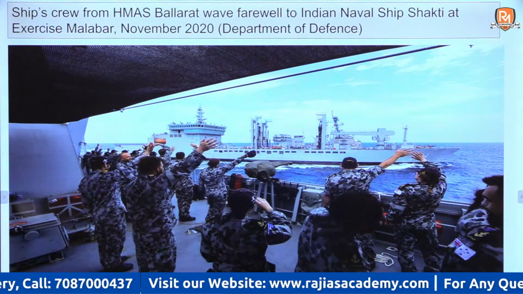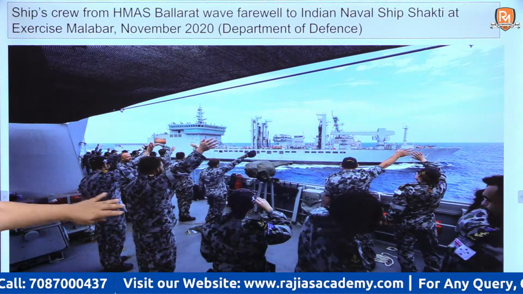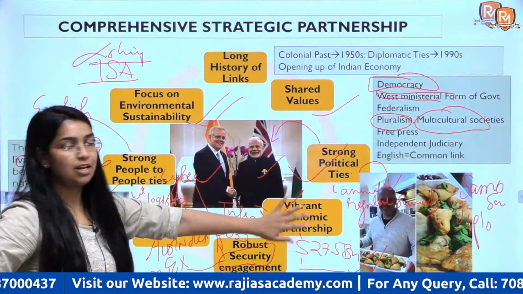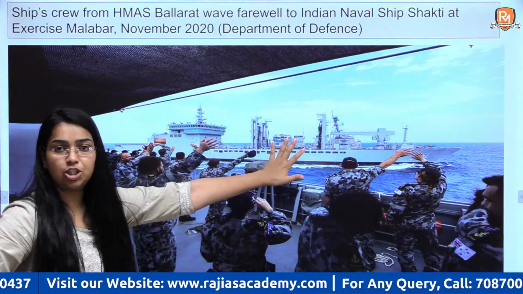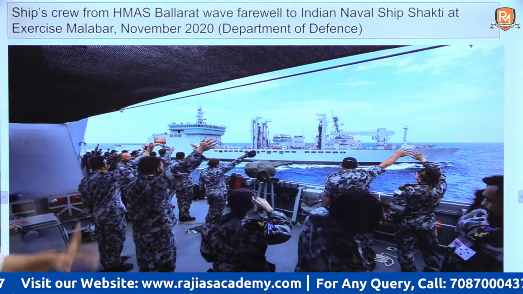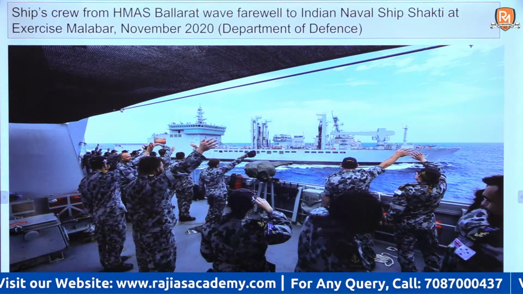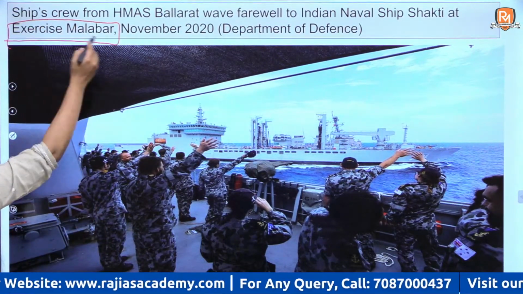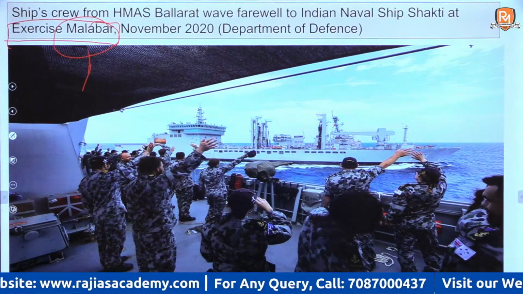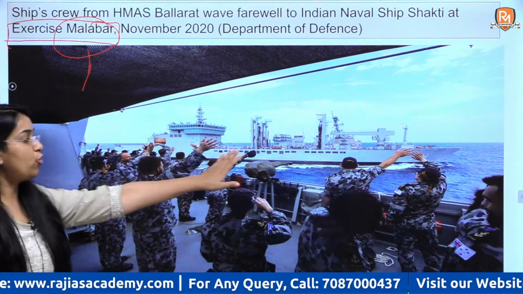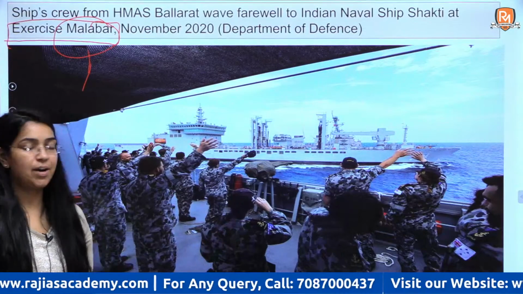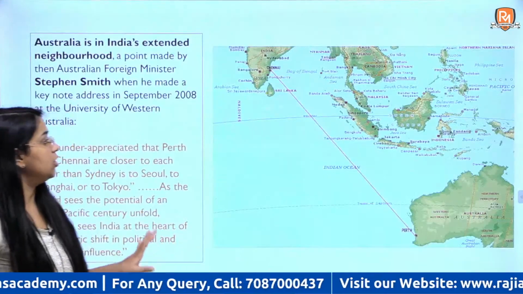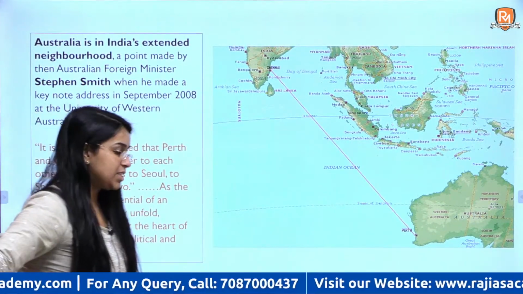This is a picture describing how the Australian personnel were waving to the Indian personnel. This is an Indian ship leaving after a joint exercise, that is the Malabar exercise. Can you tell me which countries are involved in the Malabar exercise? Comment in the comment box. So this ship was leaving, an Indian ship, after the Malabar exercise, and this shows the bonhomie between the two nations, actually, right?